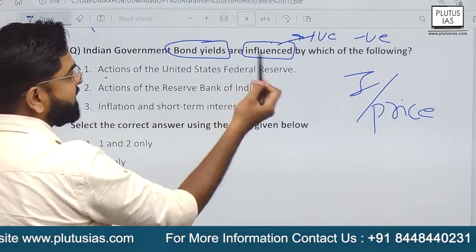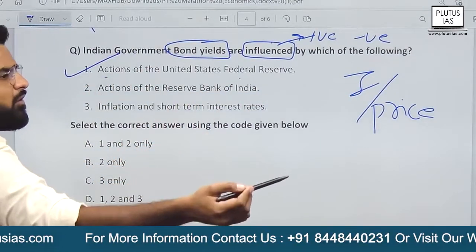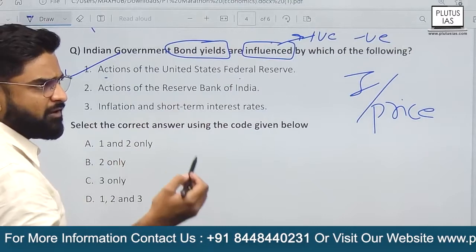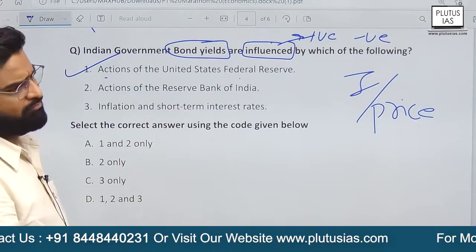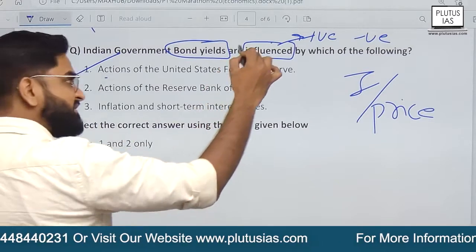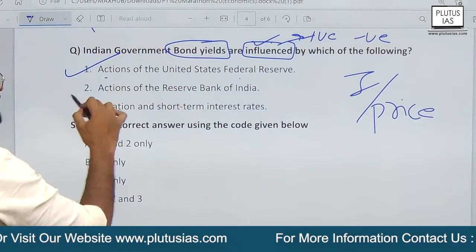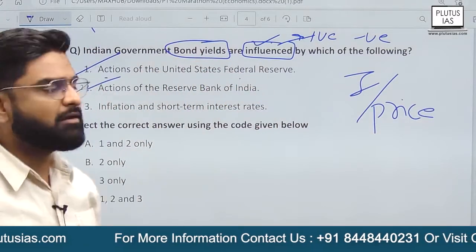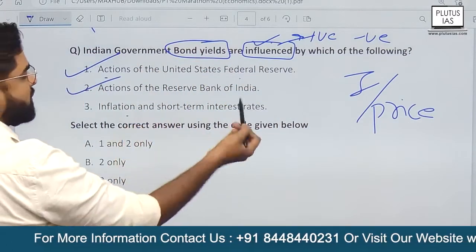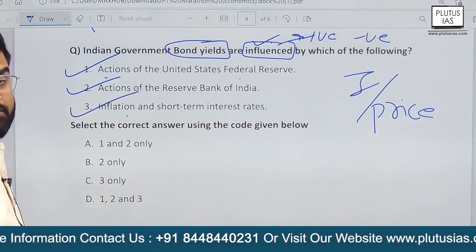Action of the United States Federal Reserve is absolutely right, because there may be foreigners who have bought a government of India bond. If the US central bank does something, of course they may buy more or buy less, we are not concerned, but they will certainly influence. Action of RBI, same. If the US bank can influence, then of course the Indian bank can influence. Inflation and short term interest rate, absolutely right.